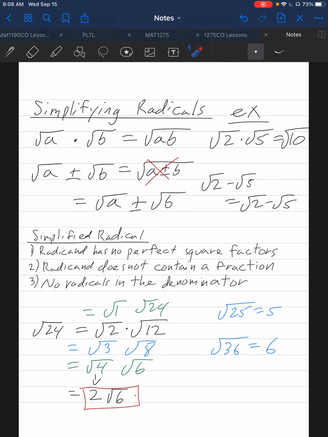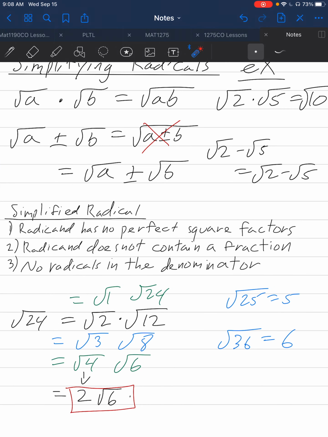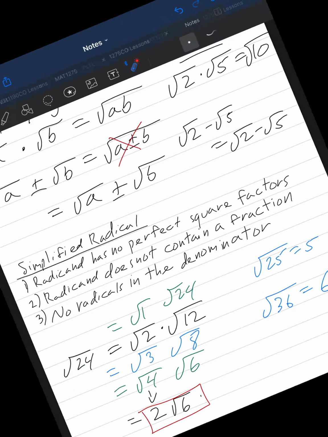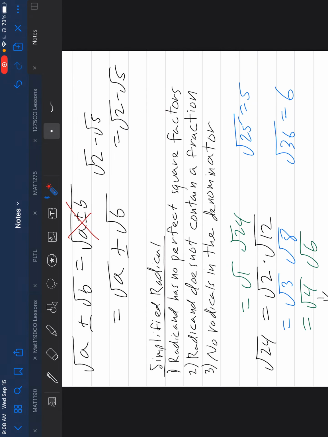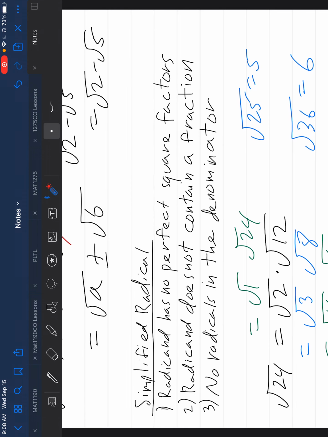So what is a simplified radical? A simplified radical means that your radicand does not have any factors that are perfect squares in it, right? Factors meaning two numbers that multiply to that number. The radicand can be a fraction, and you cannot have a radical value in the denominator, right? We'll talk about number 1 today, and we'll talk about 2 and 3 later.